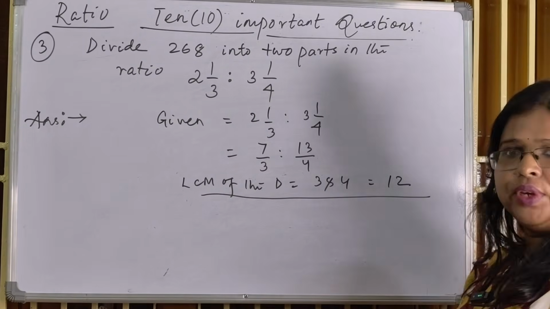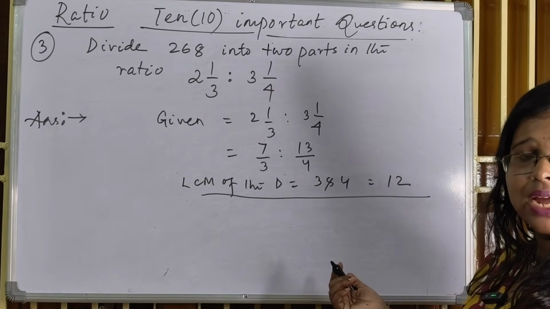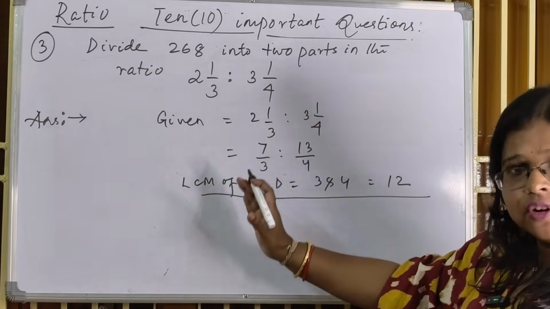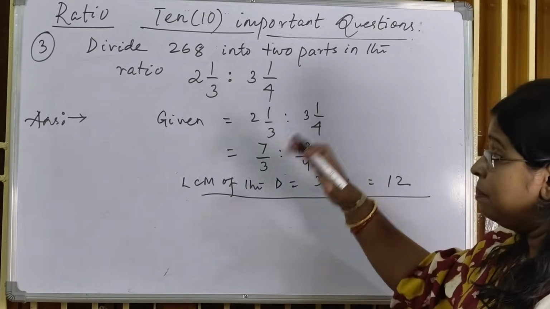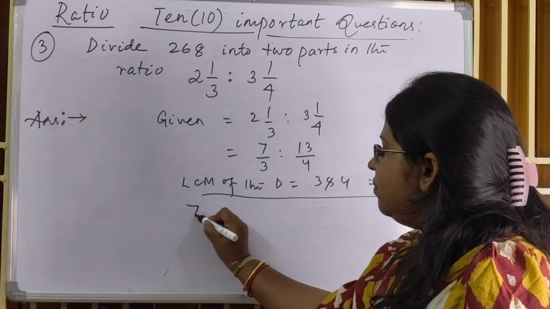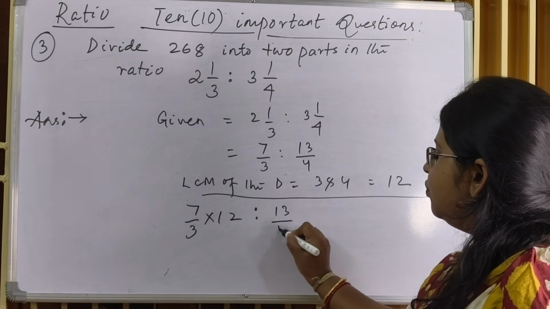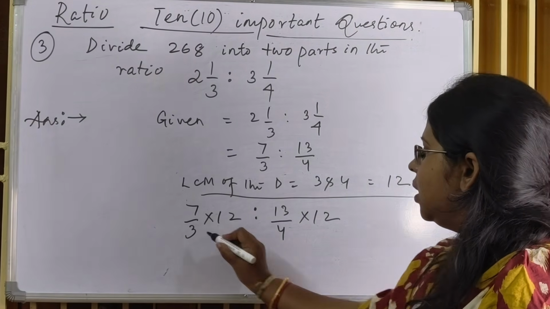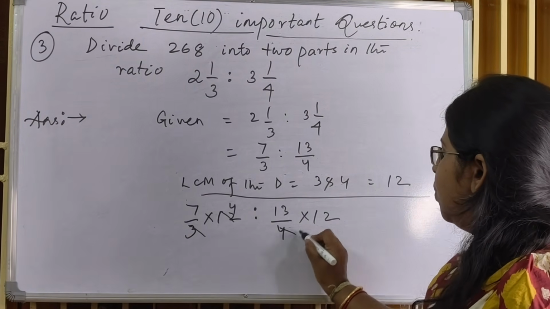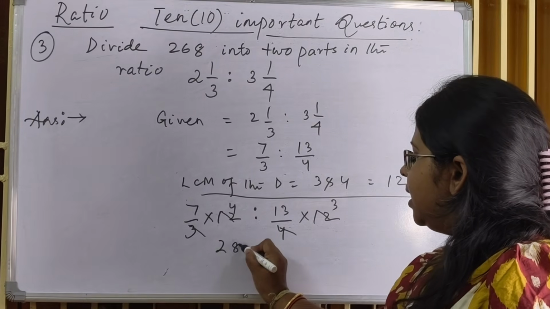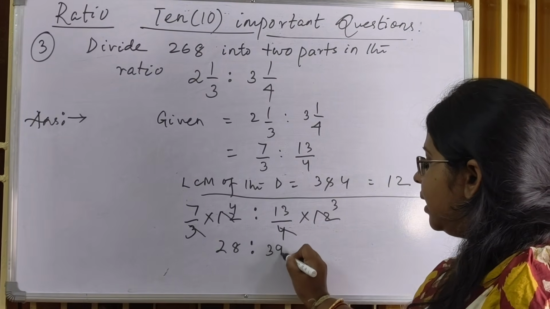LCM of the denominators we got 12. Whatever the LCM answer we got, we will multiply to the first part and to the second part to make it into whole number. So 7 by 3 into 12, 13 by 4 into 12. Now 3 4s are 12, 4 3s are 12. So 28 is to 39.